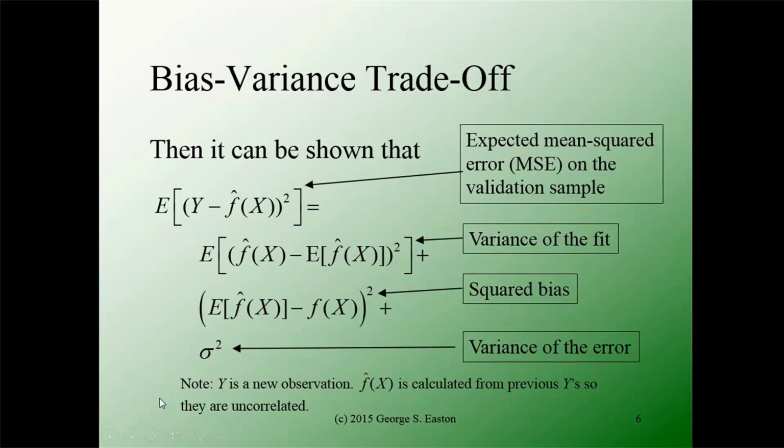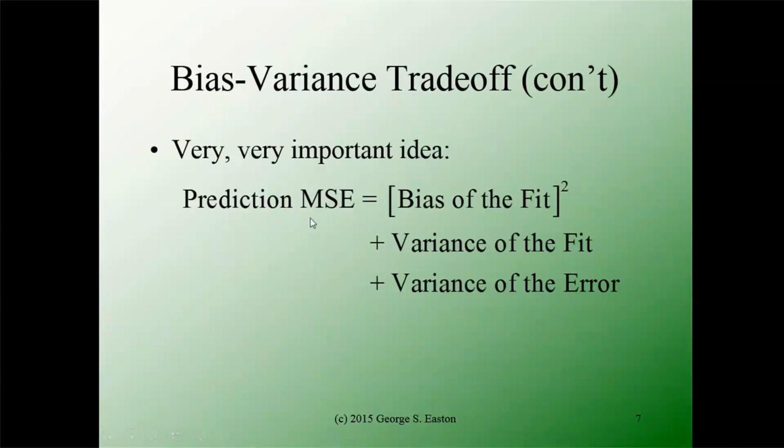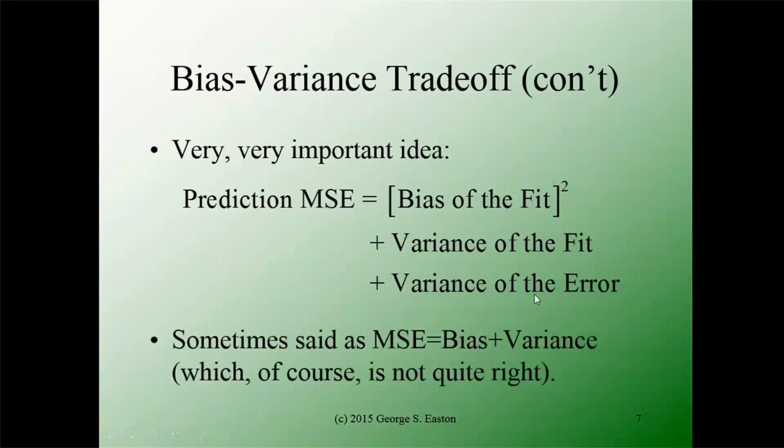Now, it's not all that difficult to derive this formula, but I'm not going to do that here because I really don't think that it's all that useful. But what is important is the idea that the prediction mean square error, so this is the mean square error of the prediction on the validation sample, is going to be equal to the squared bias of the fit, that's a bias term, plus the variance of the fit, and then finally the variance of the error. Now, this is sometimes said in kind of a shorthand way that the MSE is the bias plus the variance. And this is not quite right because it's really the bias squared, and in addition the variance of the error has been left off. But this is basically the idea, that the major components of the prediction mean square error correspond to a bias piece plus a variance piece.